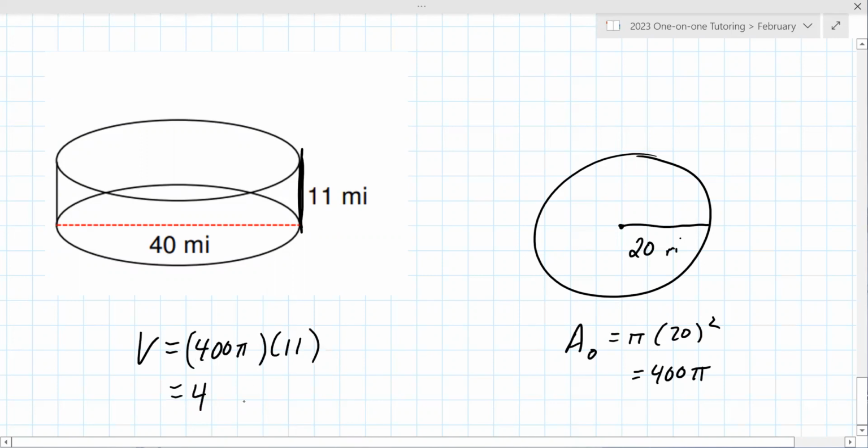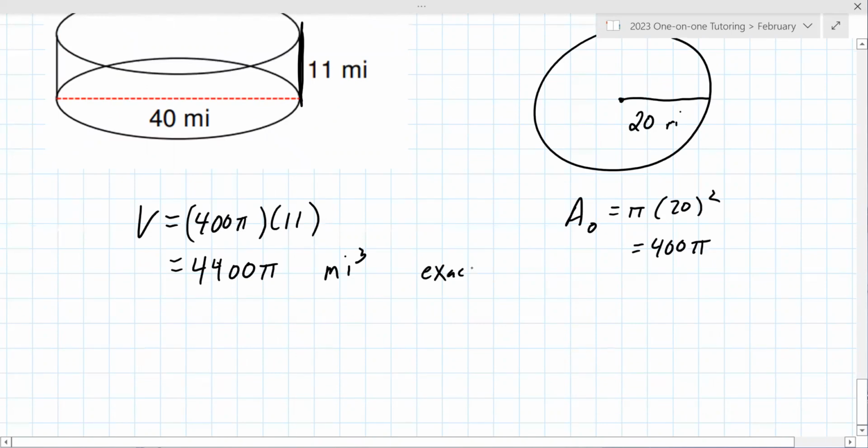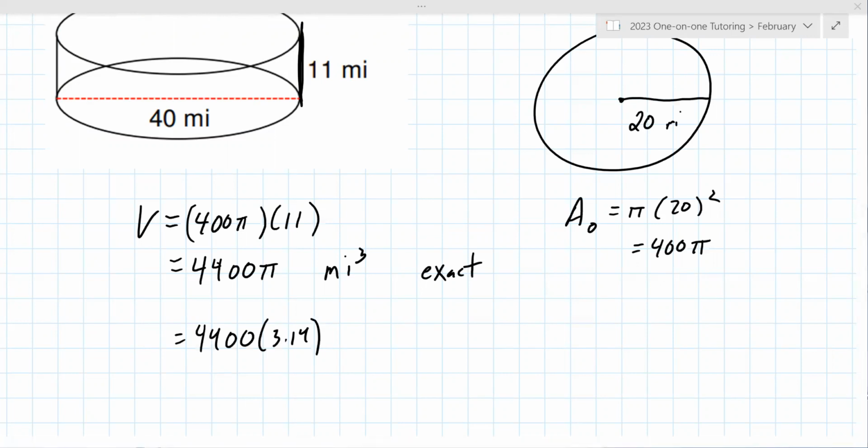Okay, and I'd keep it as pi. I wouldn't multiply that pi. So there's two answers. There's the exact 4,400 pi miles cubed. That's exact. And then there's the approximation, which is going to a calculator and multiplying by 3.14 or typing in the pi button for that. I want the exact because the calculator is just an additional step that you can decide to do or not do.